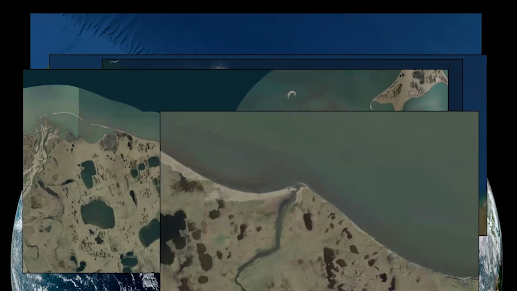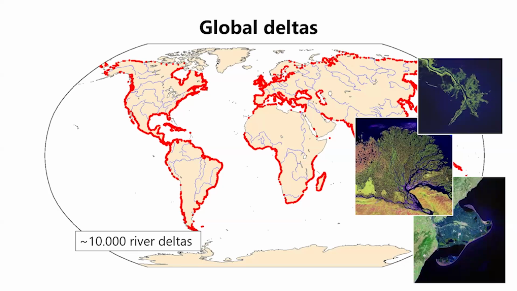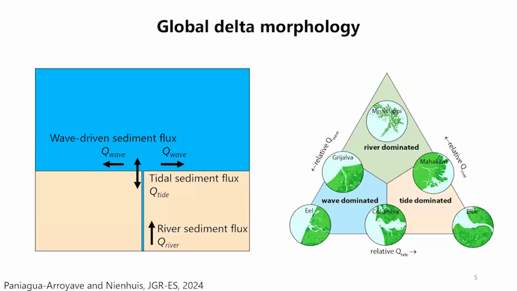I don't know. Anyway, if we add a lot of these deltas together, we get to about 10,000, but there are many, many more smaller ones. And I say ones because I don't know if they're deltas or not, but there are going to be many, many of these river mouths that are exporting carbon, and many of them will be deltas.